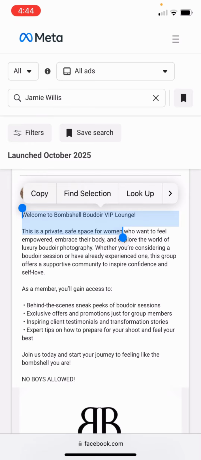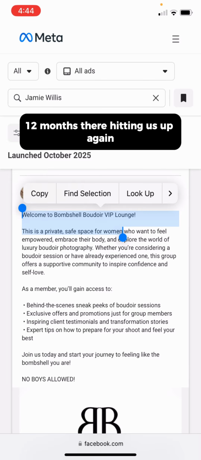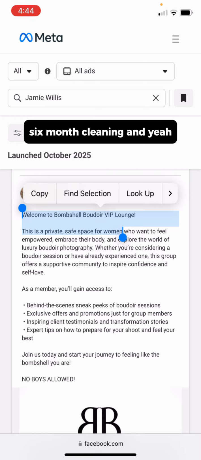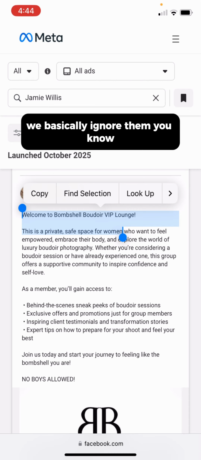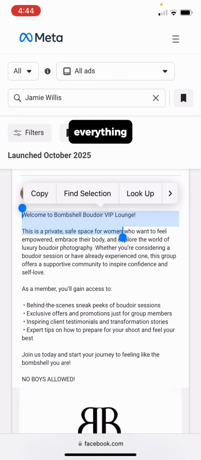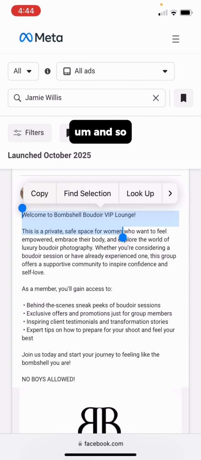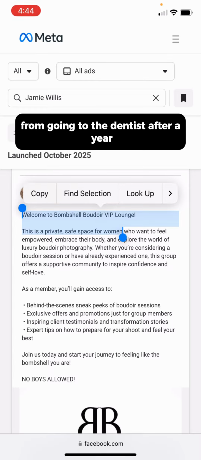And then around 12 months, they're hitting us up again. Hey, come on, get in, get in, get in. Got to get your 6-month cleaning. And yeah, then again, we basically ignore them. Everything, our teeth are fine. We floss, we brush every night. And so not a big gain to get from going to the dentist after a year.